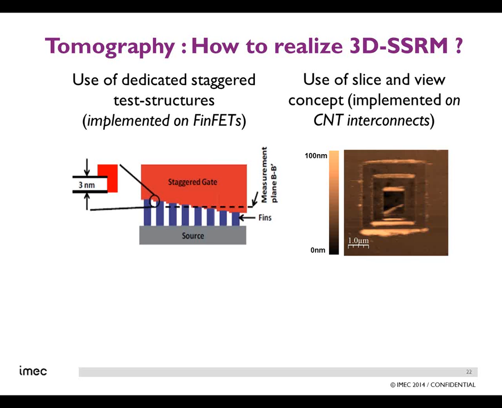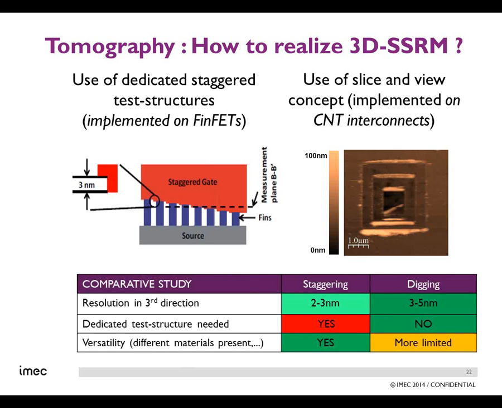So this we call slice and view. We use the same tip to slice, to remove some nanometers of material, and then to make a measurement of the profile at a certain depth. Both concepts have pros and cons. I will not go into too much detail. I will just show you a few examples of this.